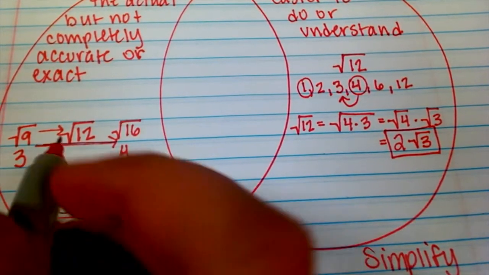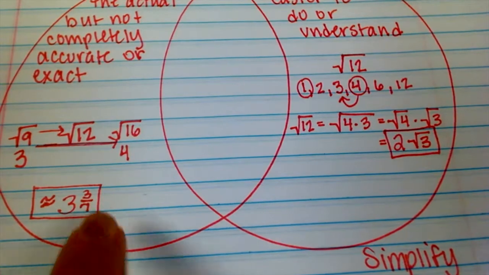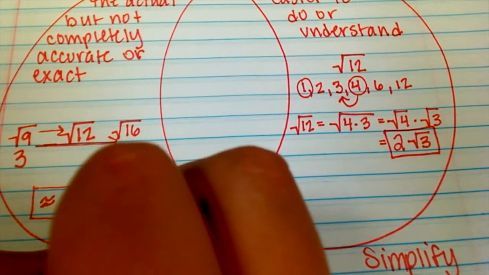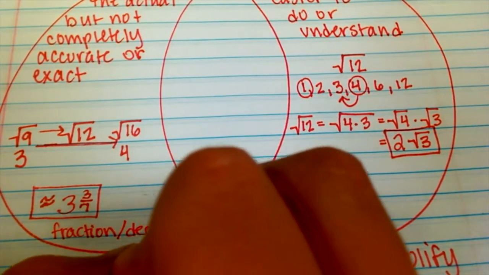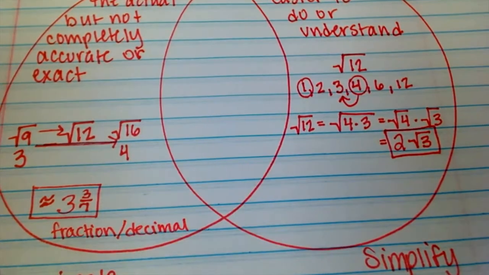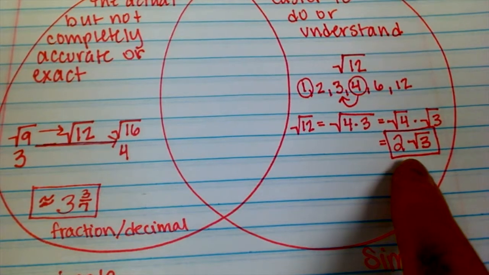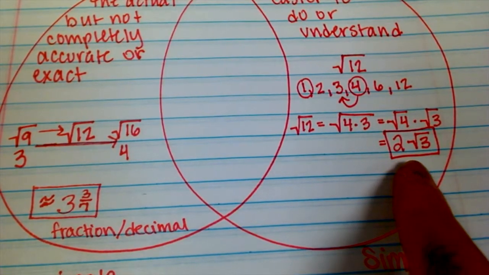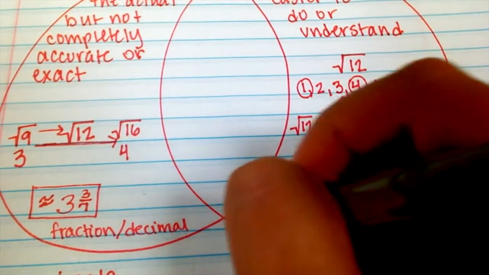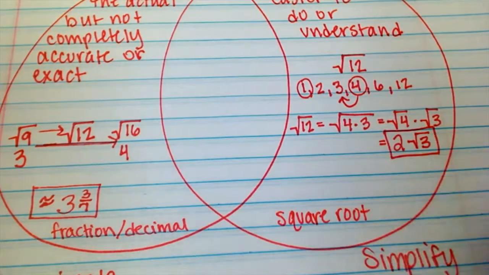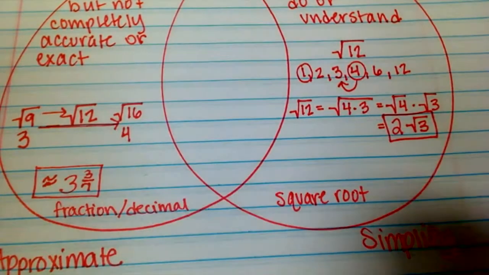A fraction. So when you approximate a square root, you're going to have a fraction, or you can have a decimal. If I say fraction, I automatically mean the decimal value most of the time. So what does this one over here on Simplify have? What was that? A square root, absolutely. So if you are simplifying, you're still going to have a square root.